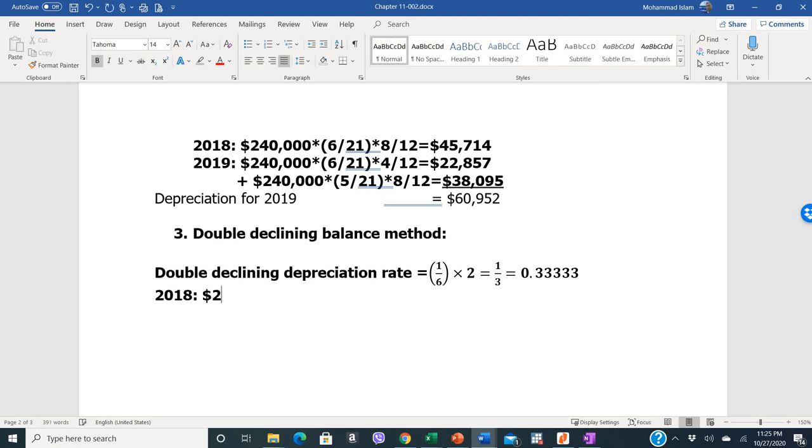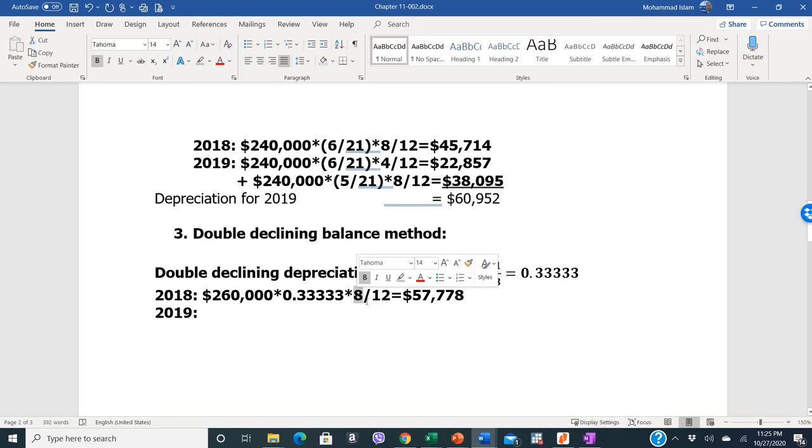And now depreciation for 2018, how? We will start with the beginning book value of 260,000, multiplied by the depreciation rate and multiplied by 8 over 12, because we have used it only for 8 months in 2018. The amount of depreciation is going to be 57,778.